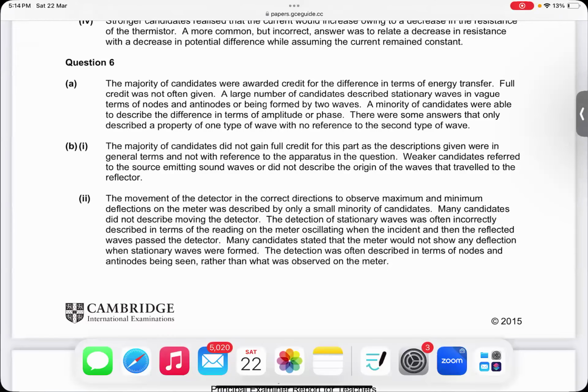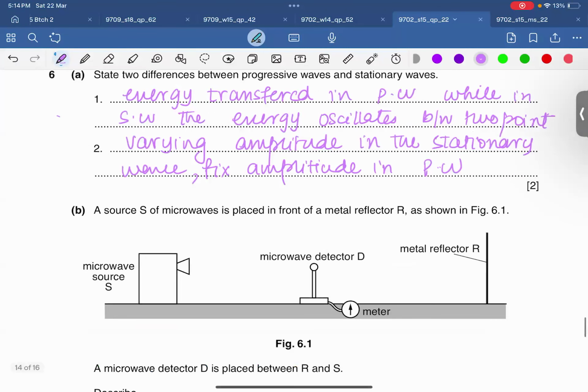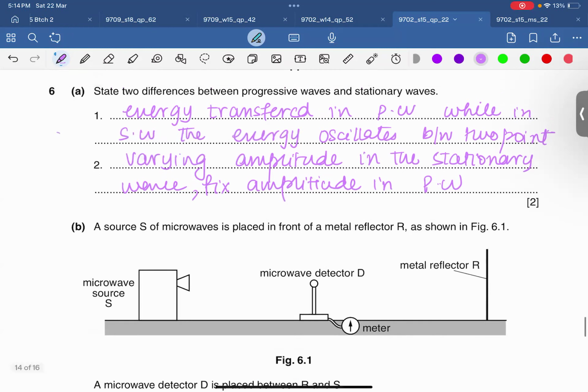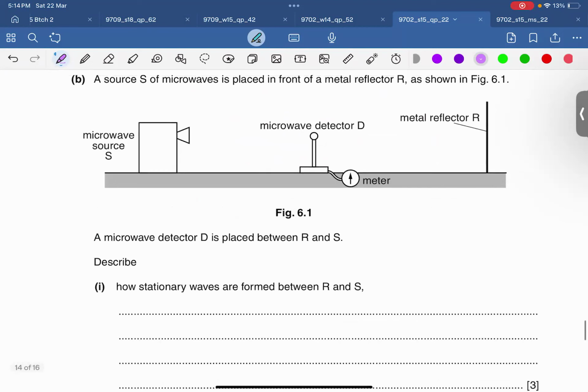If this happens in the stationary wave, then this doesn't happen in the progressive wave, or what happened in the progressive wave, you also have to mention. There are only three things that you can write about: the energy transfer, the amplitude, and the phase. These are the three things that are acceptable. The rest of the things are not. Okay, fine, move ahead.